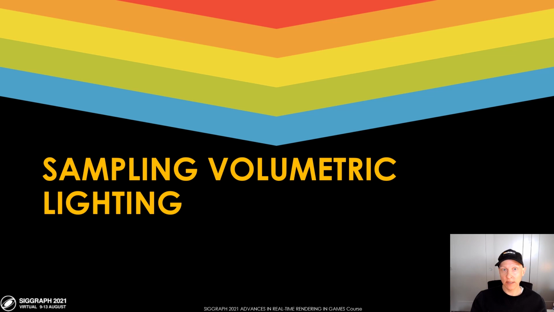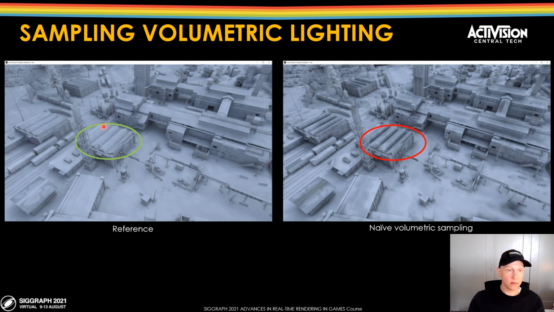Okay, now that we know how we represent the lighting, let's take a look at how we sample the lighting. Here on the left, you can see the reference irradiance on a very cloudy day in one of our ground war maps from Modern Warfare 2, without any materials, of course. And on the right, this is what you get if you perform just naive volumetric sampling.